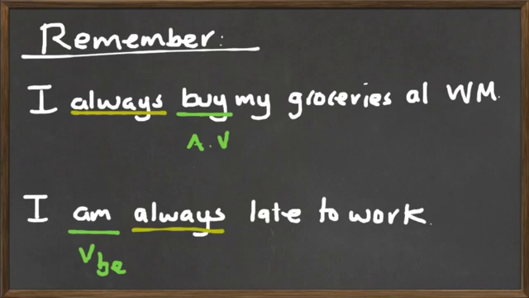So, the first example we have: I always buy my groceries at Walmart. I wrote WM because I just ran out of space, nothing big. And in the second one: I am always late to work. In that example, the verb to be goes before the frequency adverb. Know this and remember this because it's always like this. So make sure you don't make that mistake.